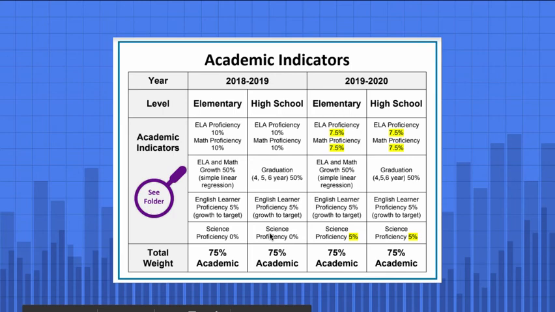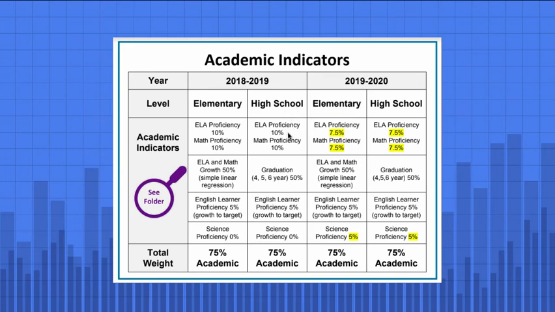Now here's the academic indicators. These again are 75% of that rating. So since we're looking at high school, if you notice we've got 2 years on this chart, 2018, 2019 and 2019, 2020. So look at high school. Now the unique thing about high school is they don't have growth as a factor. If you look at pre-K through 8, they do. High school doesn't. So you guys kind of lucked out on that one.